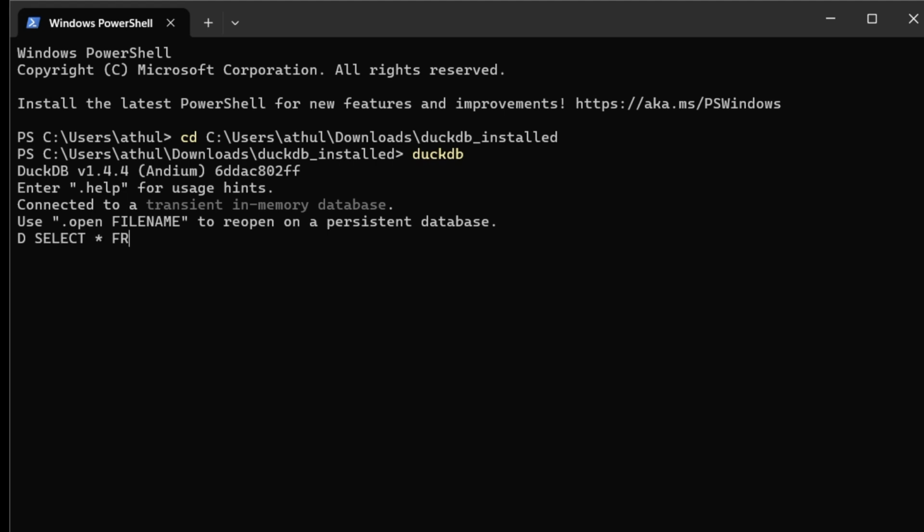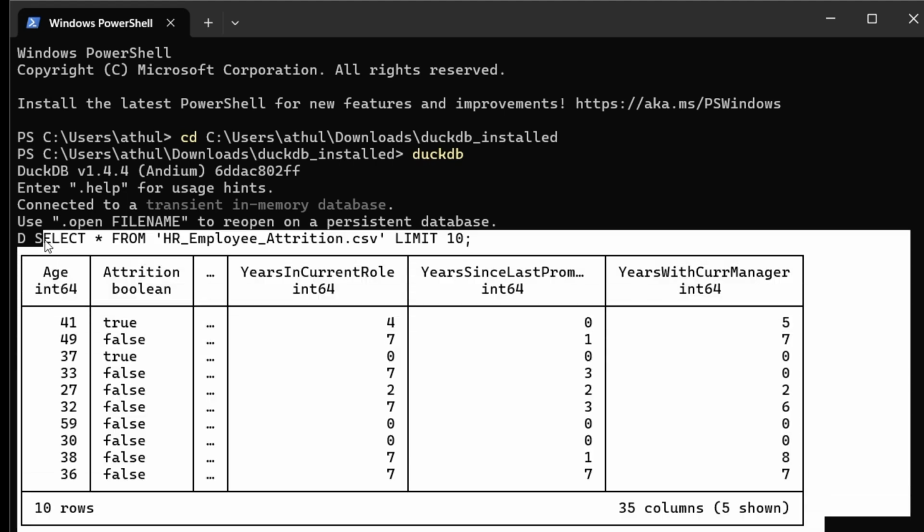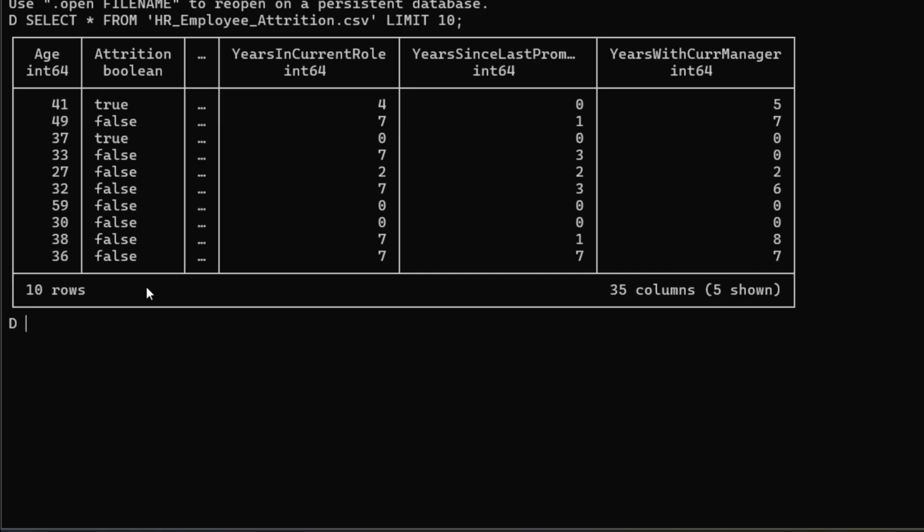For that, I just select star from the file name. Here, the file name is HR employee attrition dot CSV. Give a limit of 5 or 10. Let's give 10. Okay, so we get this much detail about that: 10 rows and 35 columns. And this shows the first few rows.